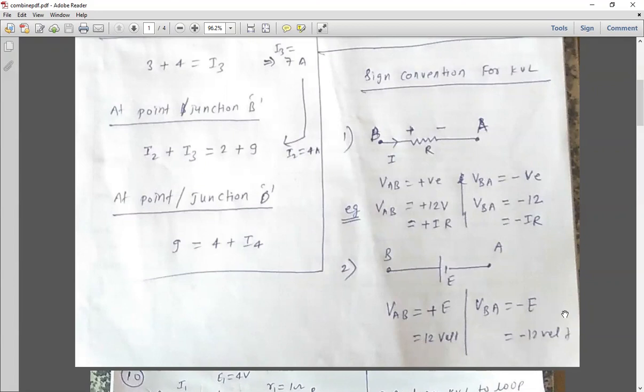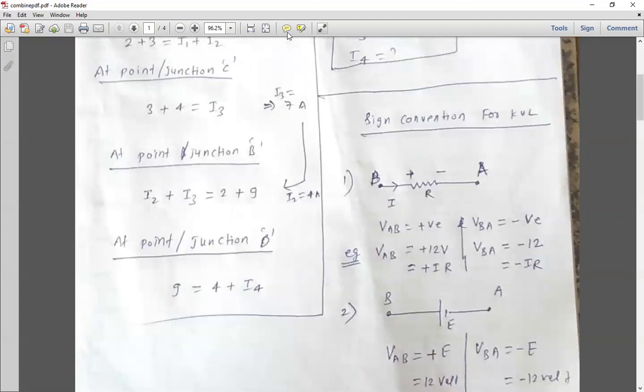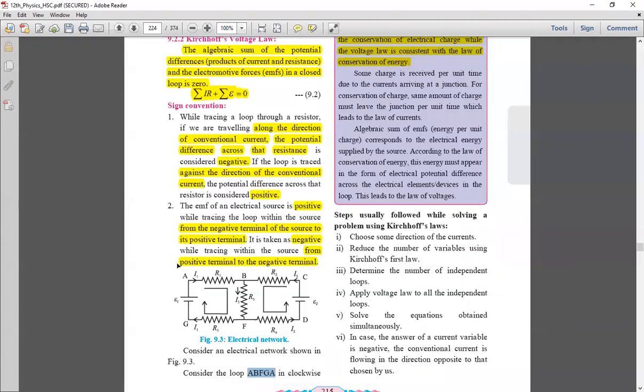In short, always remember, whenever you are going to move from high potential towards low potential, then consider potential difference as negative. Whenever you are going to move from negative potential to positive potential, you have to consider potential difference as positive. Negative to positive, plus; positive to negative, minus. This is the sign convention in KVL. Let's go towards the statement of sign convention in the book.